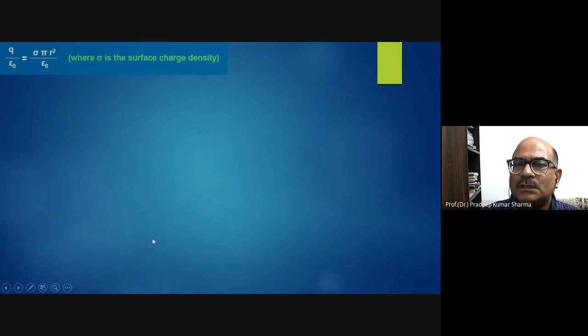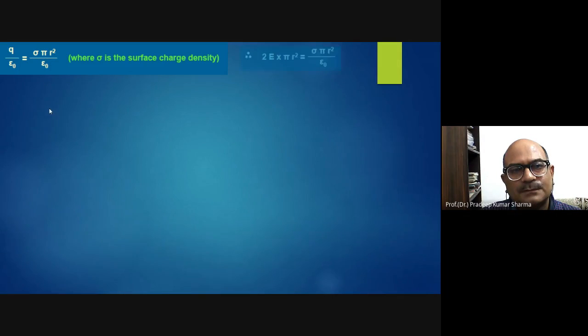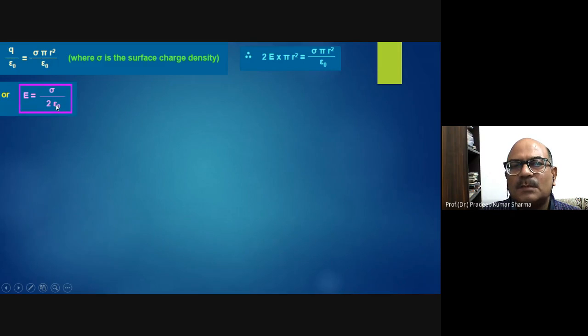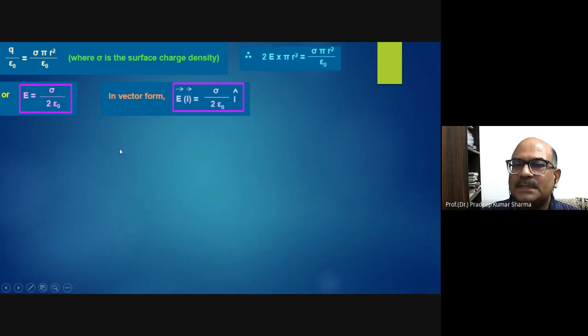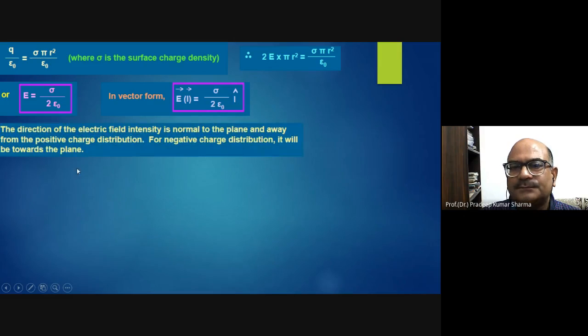So when we put this pi r square, it is equal to q by epsilon naught, sigma pi r square by 7. So that is the total charge. So we can make out from here that E is equal to sigma by 2 epsilon naught. So this is the electric field value on any one side of the infinitely spaced sheet. And the direction is along the direction of the electric field, right?